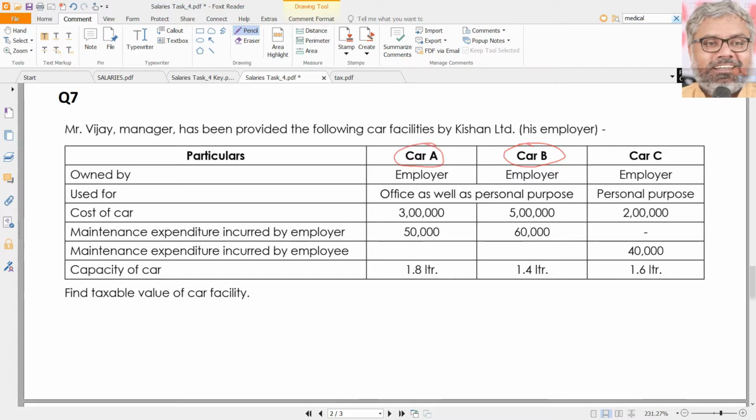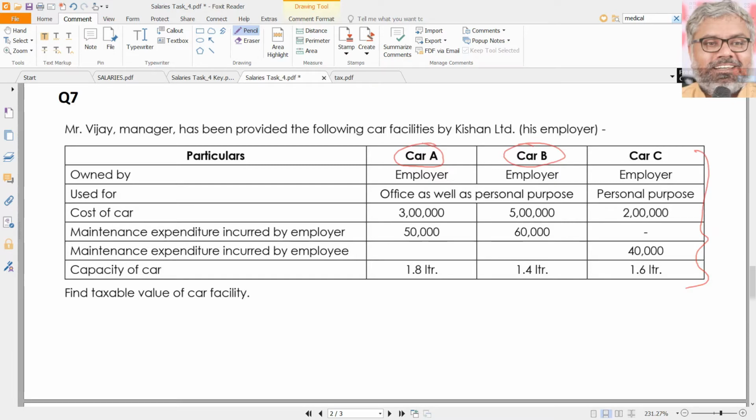Can we take both of them as both? No. Only one of them shall be taken as used for both purposes. One of them should be considered as good as completely used for personal purposes. It has to be assumed to be used completely for personal purposes. Car C is straightforward since it is used completely for personal purposes.